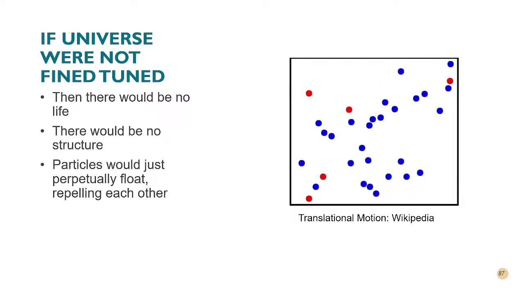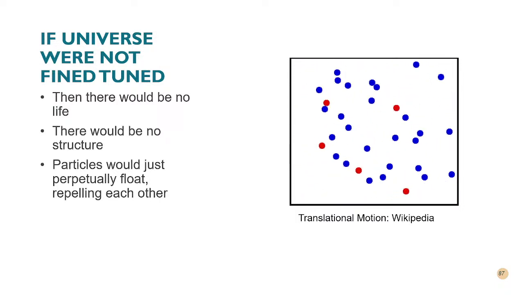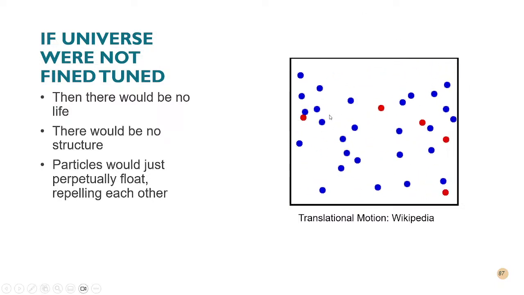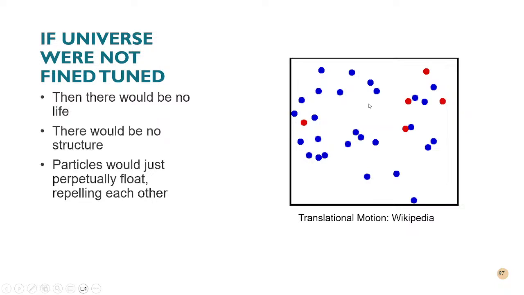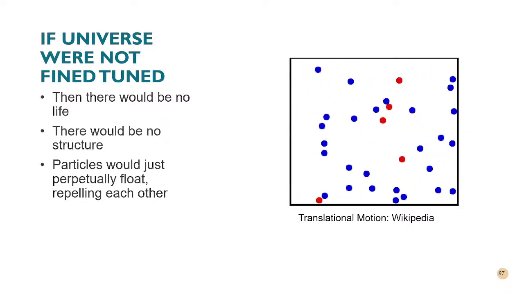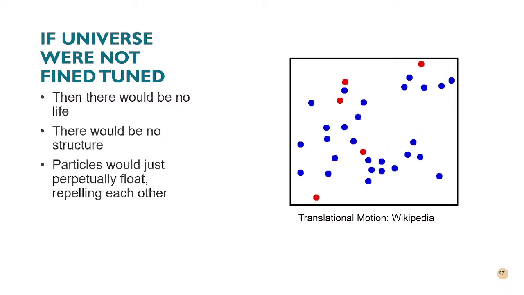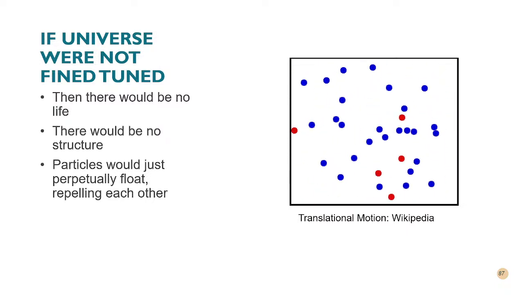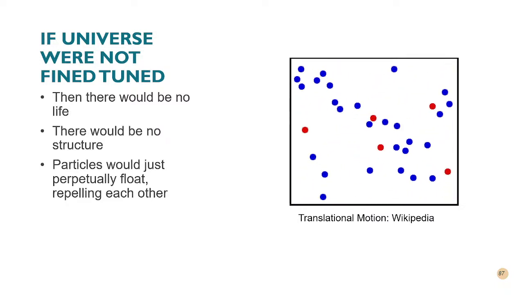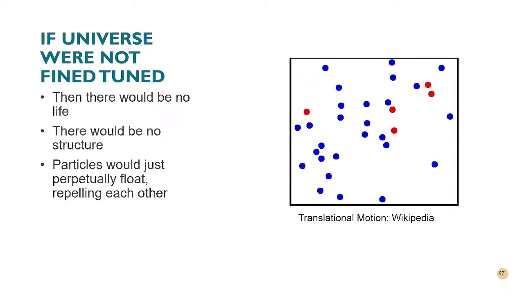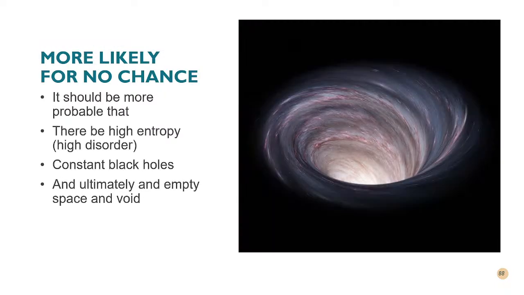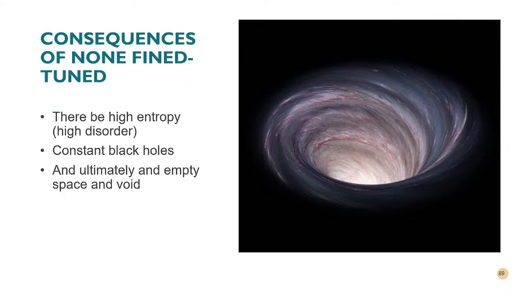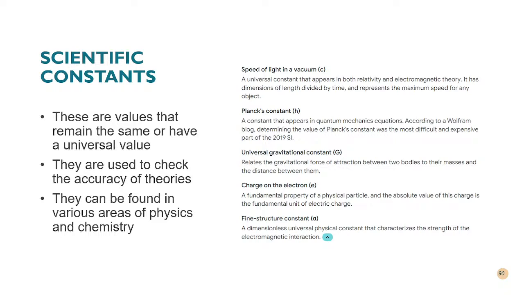A universe with nothing but empty space has no ingredients for life. A million motionless particles, which is depicted by these molecules just flying around, will never produce an amoeba. A universe with only particles that constantly repel each other, like a magnet, will produce an endless scatter with no complex unities anywhere ever. A universe with things that only attract each other will only form a blob forever," end quote. So the consequences of a non-fine-tuned universe would be just chaos. It would be high entropy, high disorder, constant black holes, and ultimately an empty space and void. And this touches upon the scientific constants.